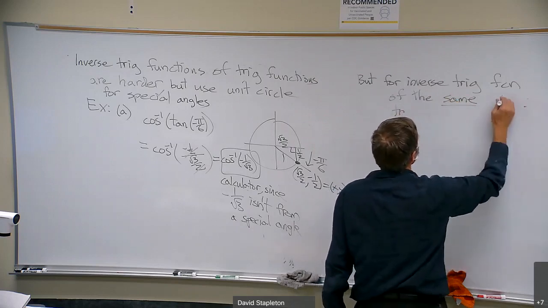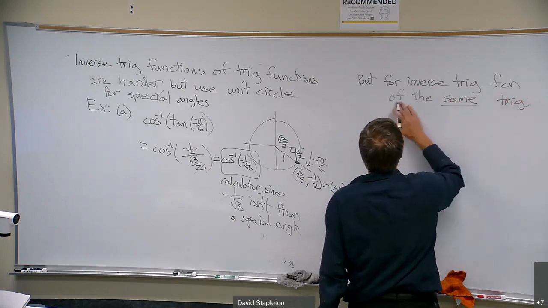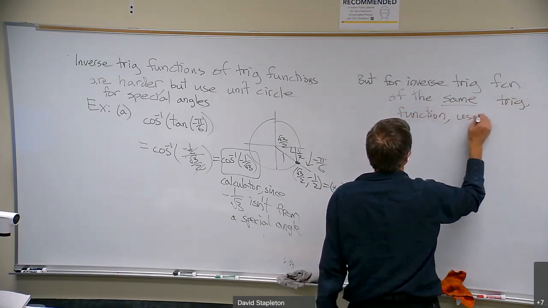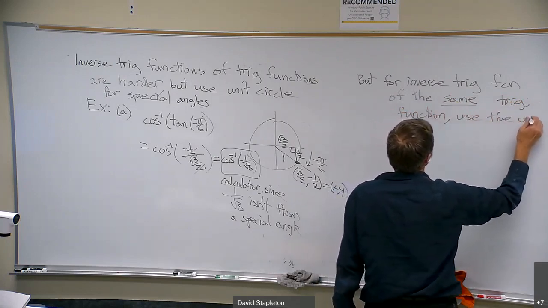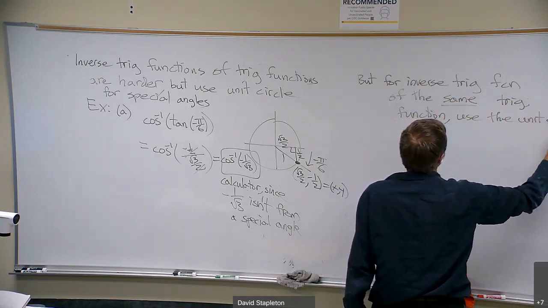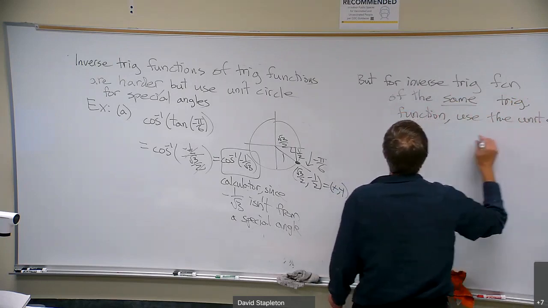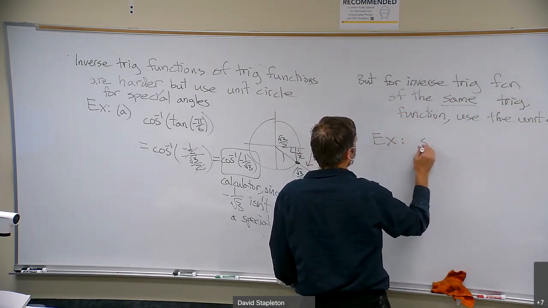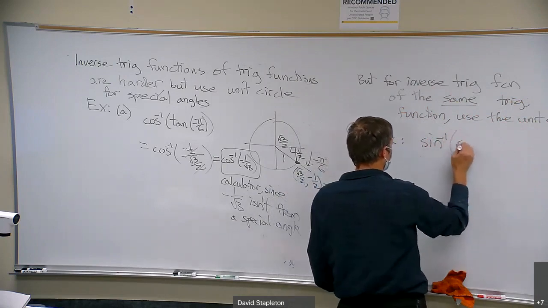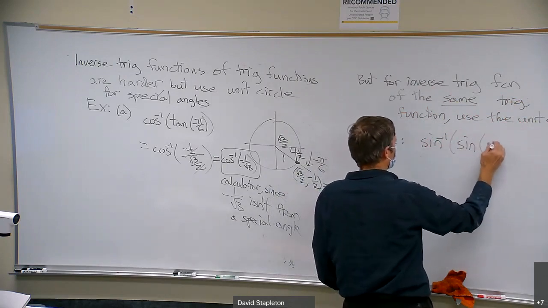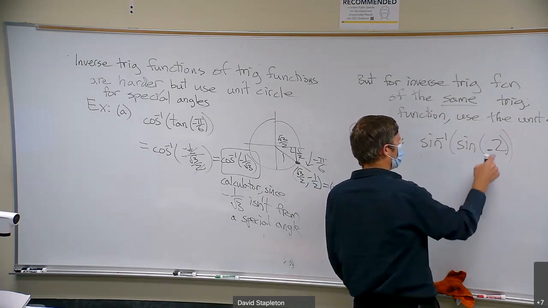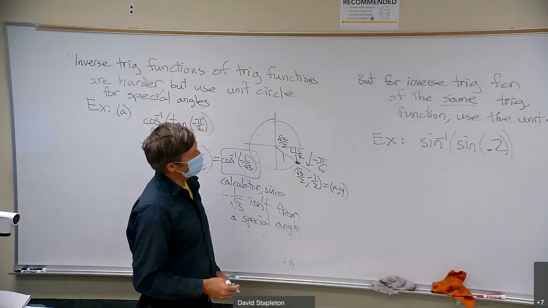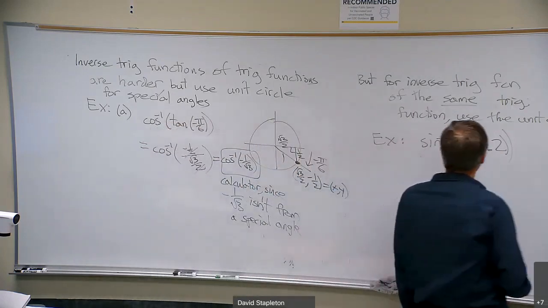Same trig function. Just use the unit circle again. Suppose I, for instance, had the arc sine of the sine of 0.2. Wait a minute, that's not from a special angle. Can I do it? I can, and I still use the unit circle. That's one way to do it, at least.